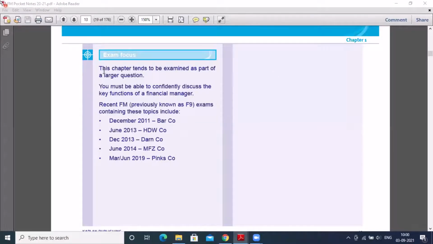See here, just see the exam focus point. This chapter tends to be examined as part of the large question. If you can recollect, I mentioned section C, very important this concept. So you must be able to confidently discuss the key functions of finance management. In your exam kit, there are certain cases you can find. These cases are related to this particular concept.